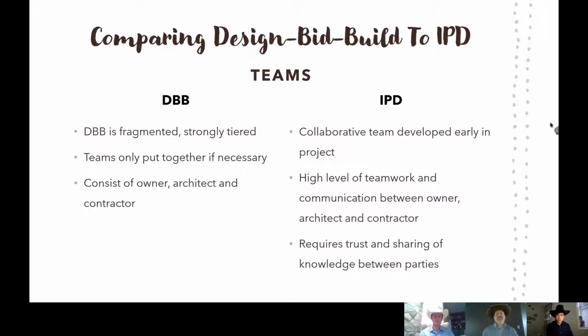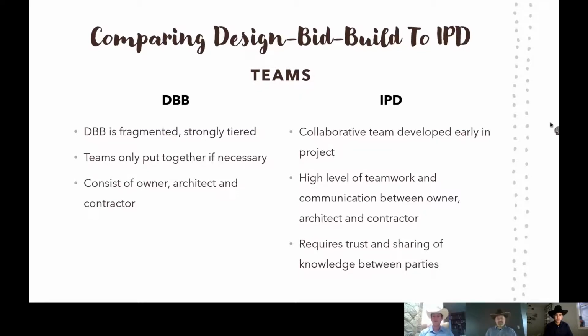In design, bid, build, the team is fragmented and strongly tiered. Teams are only put together when necessary, and they consist of pretty much exclusively just the owner, the architect, and the contractor. Besides the times in these groups, there's very minimal communication between the three of them. Like I said, there's communication one way with each other, but not all three altogether.